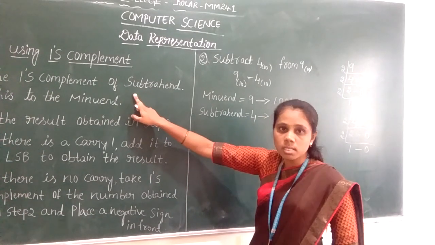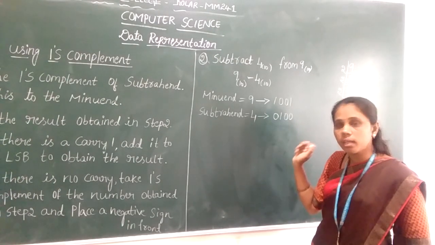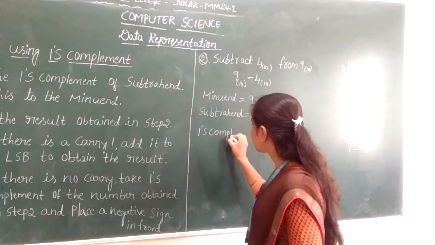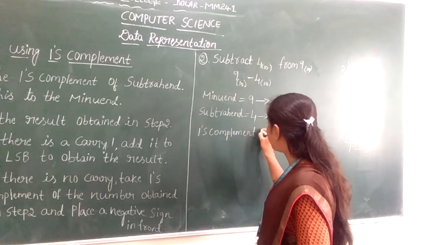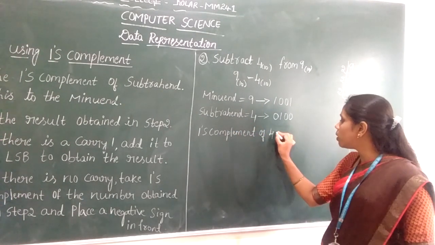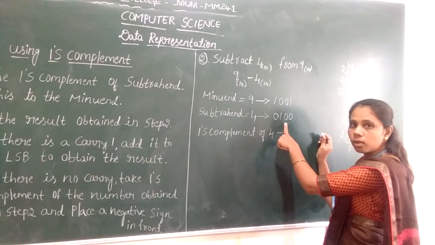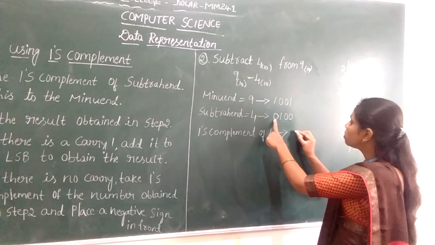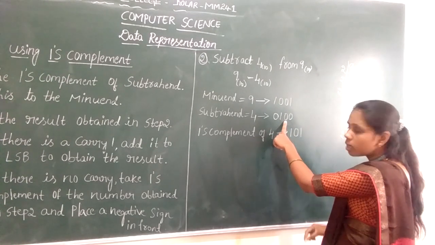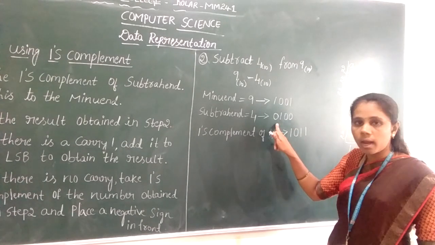Find the ones complement of the subtrahend. Now 4 is the subtrahend, and for its binary value we need to take the ones complement. We have 0100. Take the ones complement of this value, the subtrahend. So 0 is changed to 1, 1 is changed to 0, again 0 is changed to 1, and 0 is changed to 1. So this is the ones complemented form of the subtrahend 4.